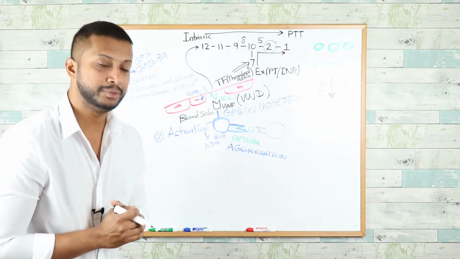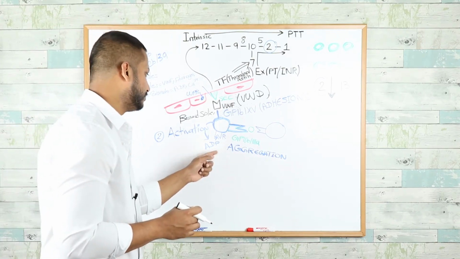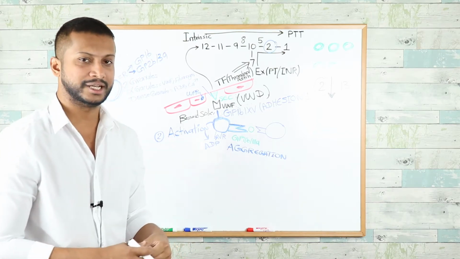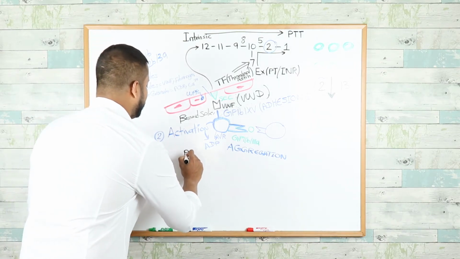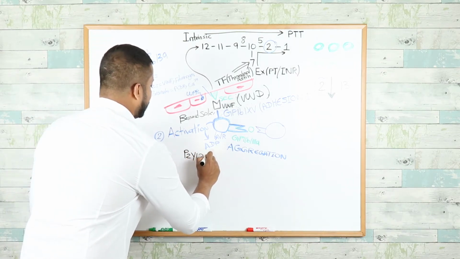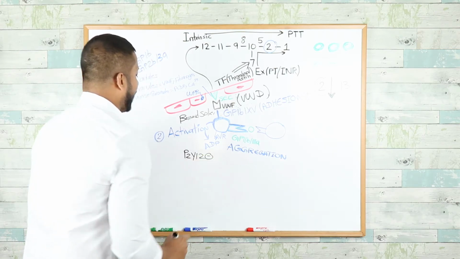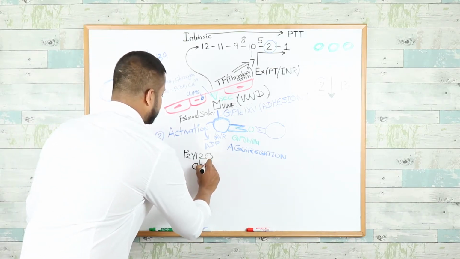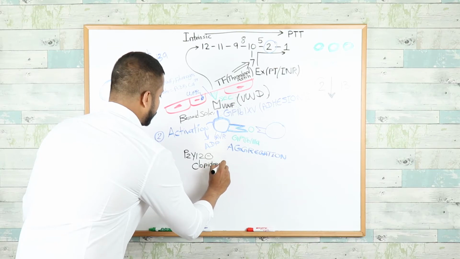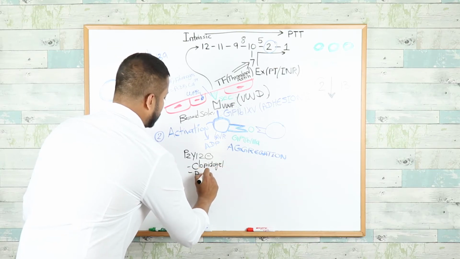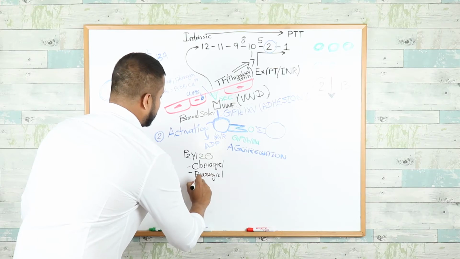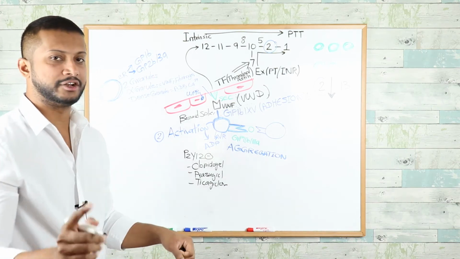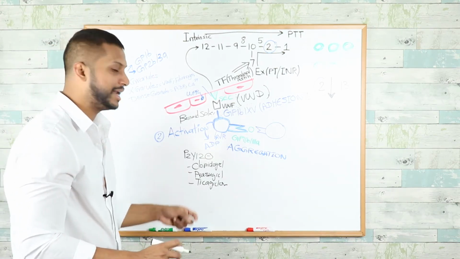Release of ADP. Alright, so ADP binds to receptors known as ADP receptors. Now I'm going to throw in a couple of medications that actually block this ADP receptor. And these medications are called P2Y12 inhibitors. All right, and these medications that actually block these ADP receptors are clopidogrel, prasugrel, and ticagrelor. All right, clopidogrel was the first generation. Now the newer ones are prasugrel and ticagrelor.